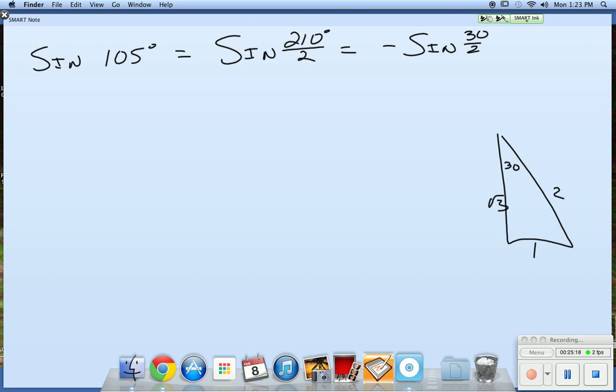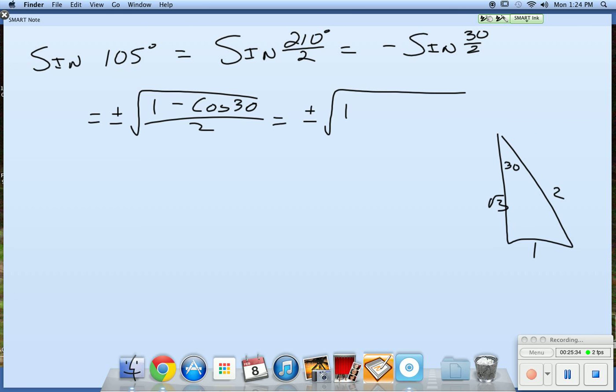So the sine of this is going to equal plus or minus the square root of 1 minus cosine of 30 over 2. Cosine of 30 is square root of 3 over 2, so plus or minus the square root of 1 minus square root of 3 over 2, and then we reduce it down.